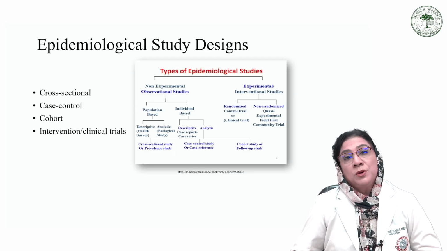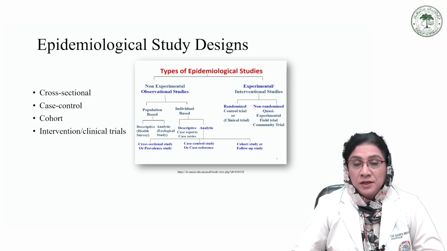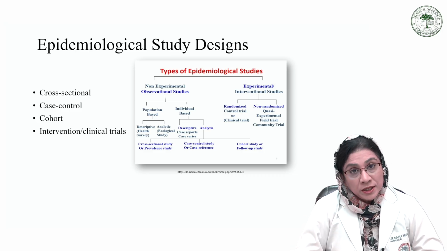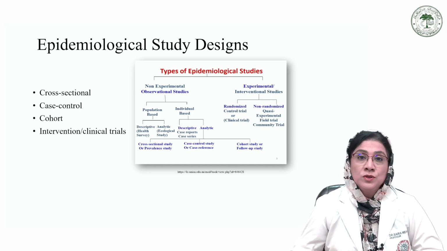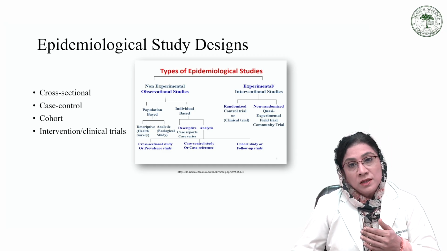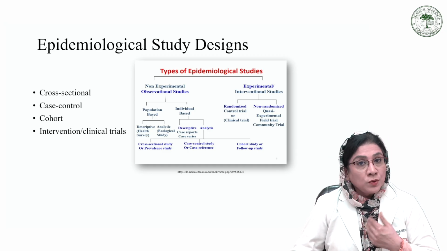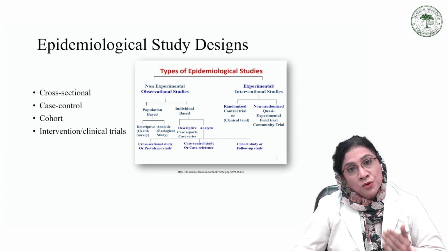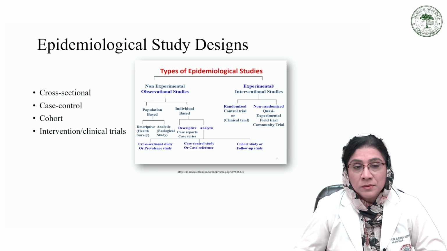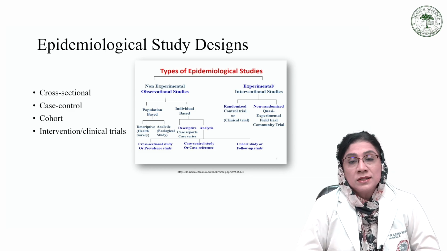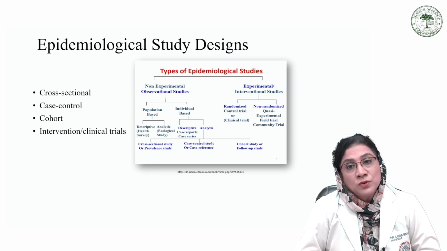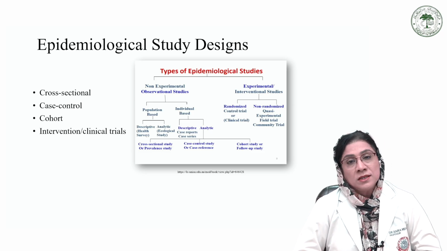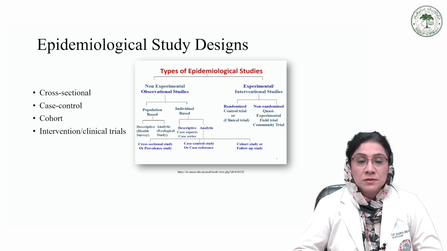Epidemiology provides the foundation of many research studies. Cross-sectional studies measure prevalence at a single point in time. Case control studies compare those with and without an outcome to identify risk factors. Cohort studies follow groups over time to establish causality. Intervention trials, including randomized control trials, test the efficacy of new treatments, vaccines, or service delivery models.